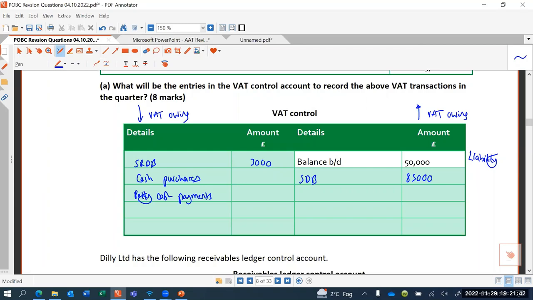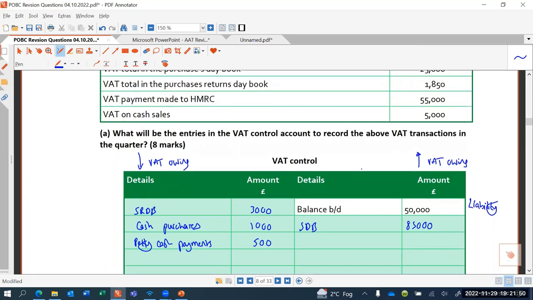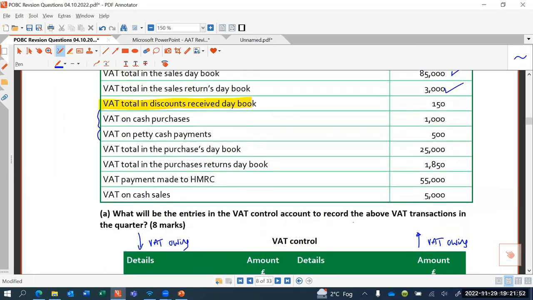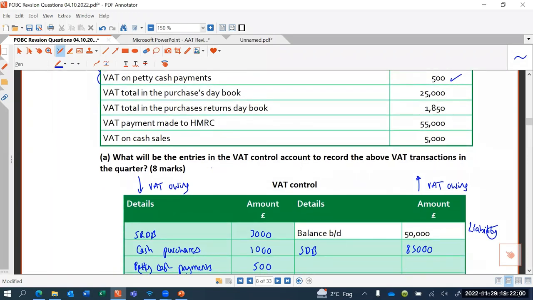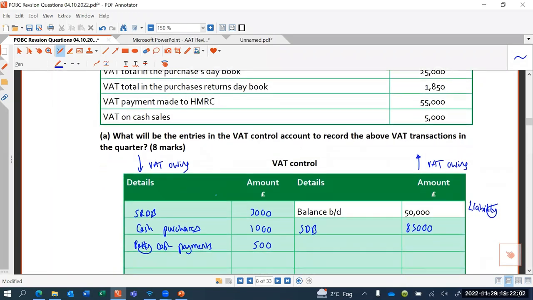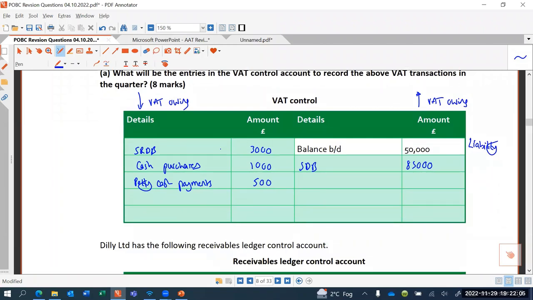So the cash purchases were 1,000 and the petty cash was 500. So get both of those onto the debit side. I've paid that VAT already when I made the actual payment. So now I'm able to reclaim it in effect. And what about the purchase day book? Where would that one go?